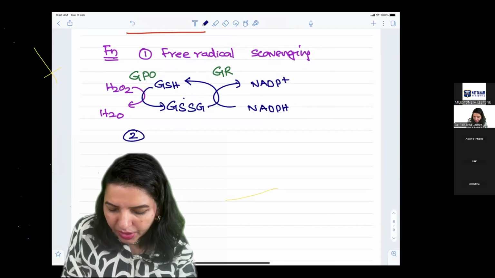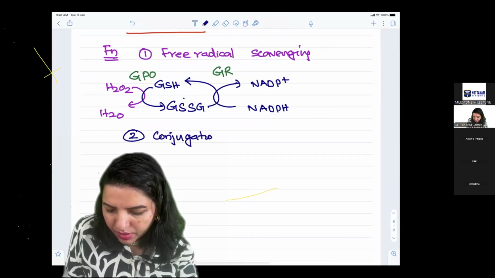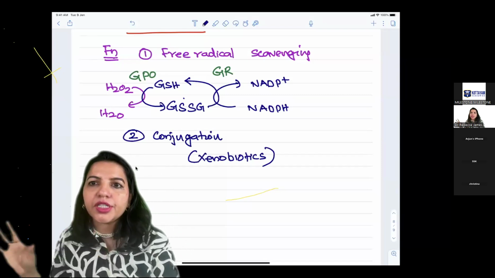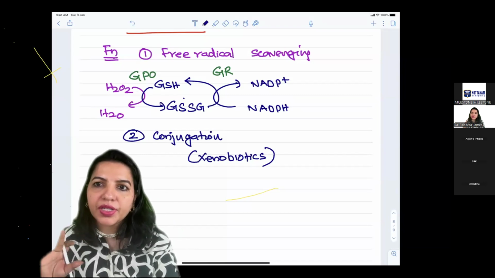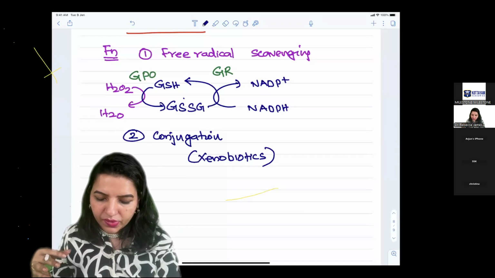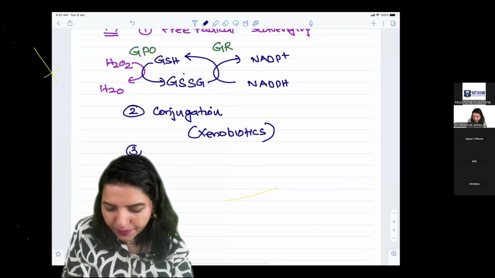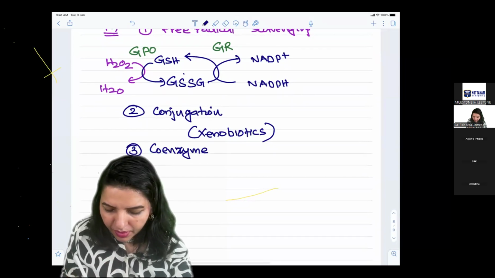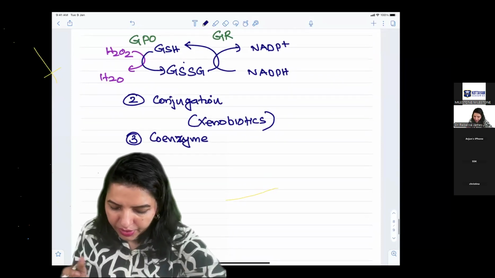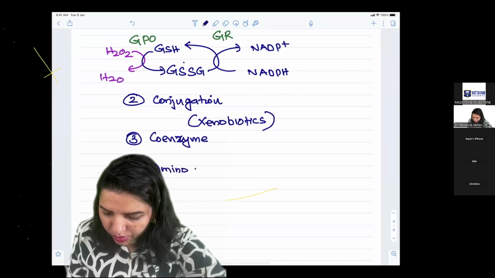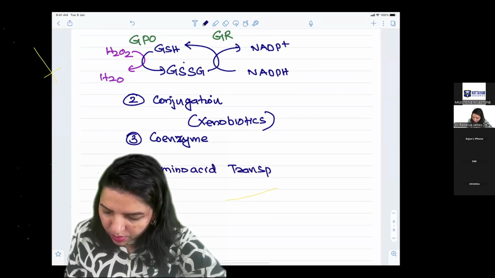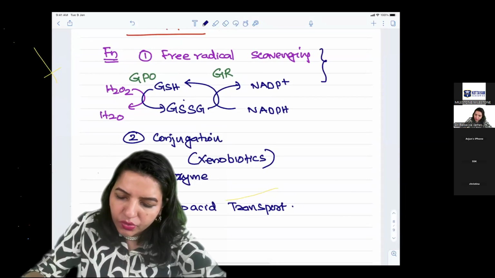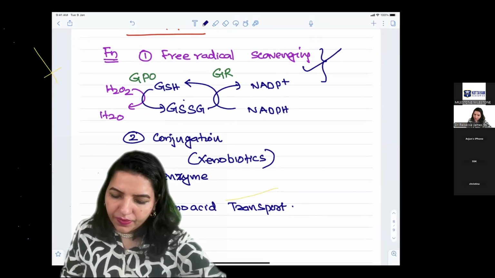Then glutathione is required for conjugation reactions. This is actually for xenobiotics. A xenobiotic is a foreign substance. Detoxifying reactions happen for the foreign substances that we are eating or taking through our diet or any other sources. So glutathione is required for that. Then it can act as a coenzyme. Then another important thing about glutathione is amino acid transport. These are all the functions of glutathione. I'm not explaining anything. Free radical scavenging is the most important thing here.